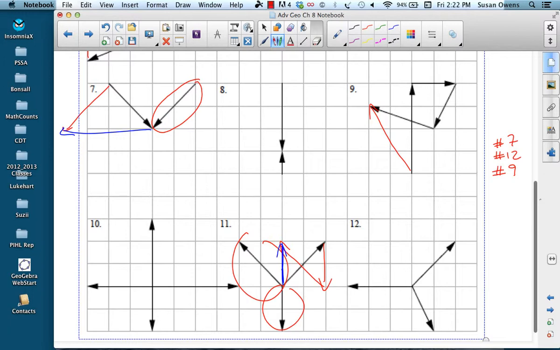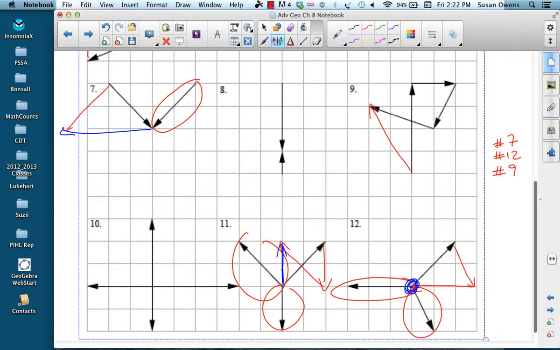12. If I pick up this vector, and you can do this in any order, there's no reason why I picked this vector to move first. If I pick up this vector and move it, it goes here. And if I pick up the last vector and move it, it goes here. And guess what? I get right back to where I started. So it would go up, over, down. That one is it. It is number 12. It is actually the 0 vector.